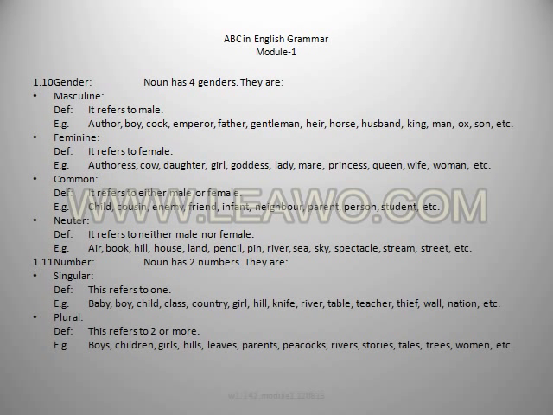Number. Noun has two numbers. They are singular and plural. Singular number refers to one. Example: baby, boy, child, etc. Plural number refers to two or more. Example: boys, children, girls, hills, etc.